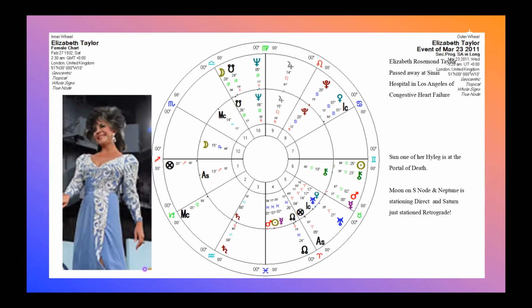Elizabeth Rosemond Taylor passed away at Cedars-Sinai Hospital in Los Angeles of congestive heart failure. The sun, one of her hylegs, is at the portal of death in medical astrology. The moon is on the south node, Neptune is stationing direct, and Saturn just stationed retrograde. A lot of changing direction activity. The sun is also very close to Algol, a star associated with destruction or losing your head.